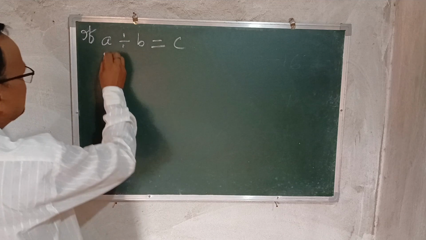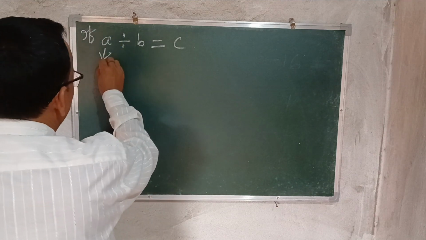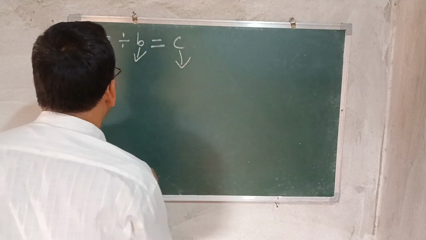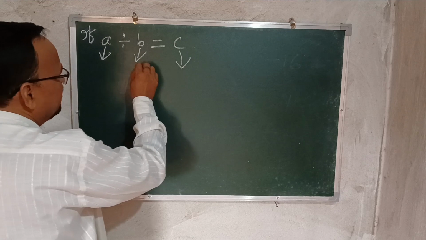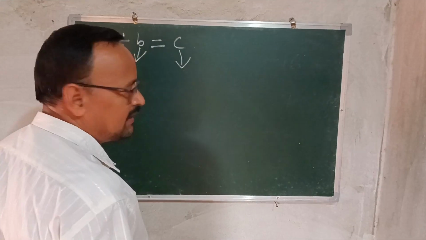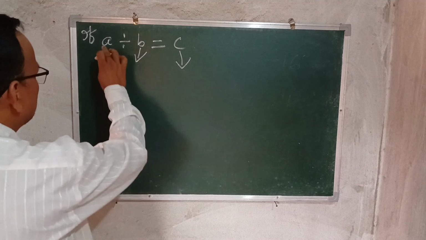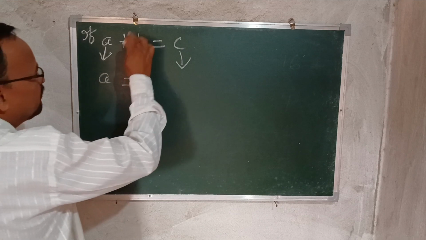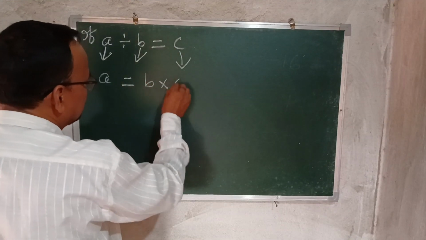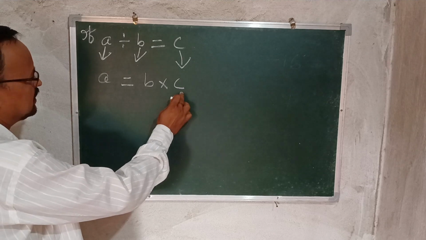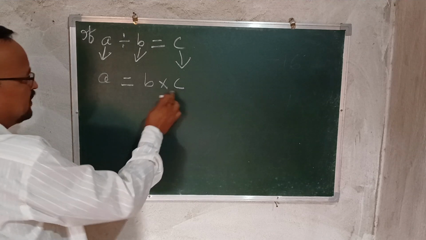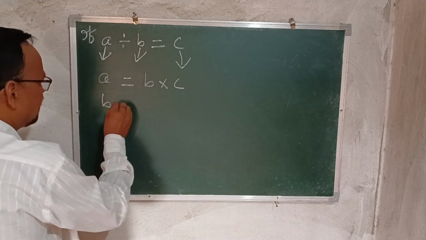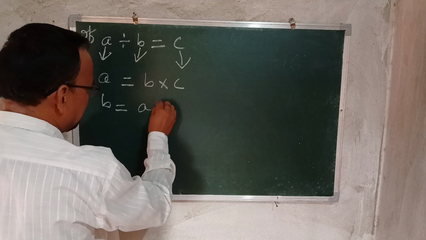In this case, a is the dividend and b is the divisor, where c is the quotient. Now, how to find them? Suppose we have to find a. A is equal to the product of b and c, that is b into c. When we are going to find b, b is equal to a divided by c.